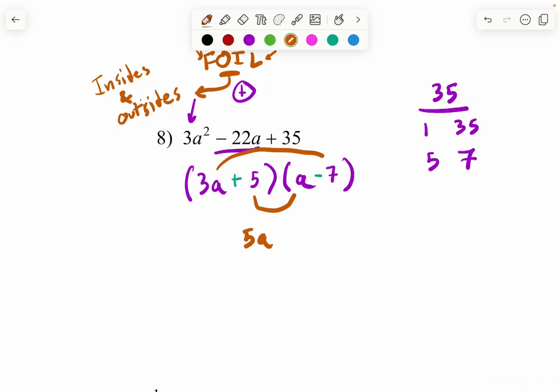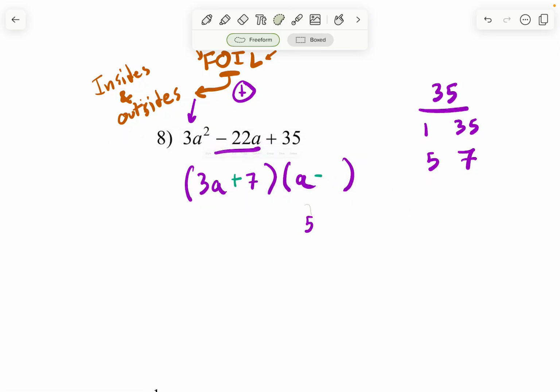We have 5a, and then 3 times negative 7 is negative 21. Do these add to negative 22? No. That's sad. If I switch the negative, would it matter? No. So we should switch our numbers, so I guessed wrong, right? So you would need to erase, I know, super annoying, and try these out in a different way. Oh, I messed up too.